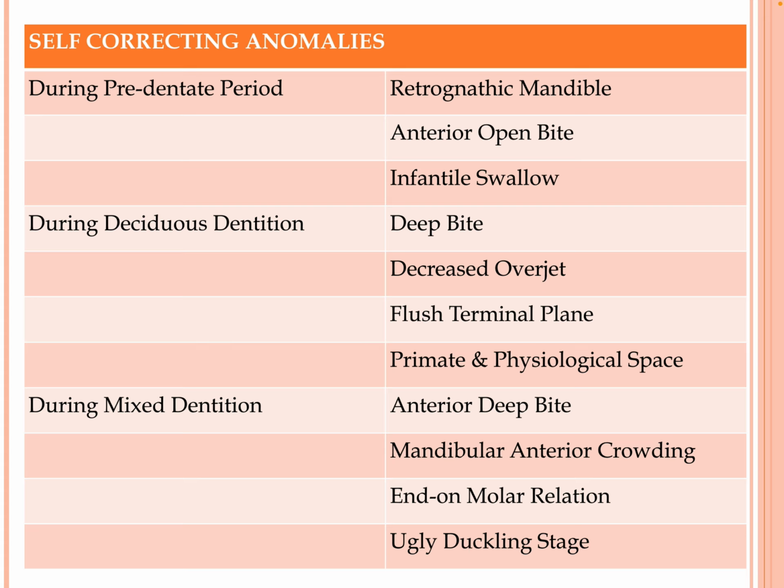Mandibular anterior crowding will be corrected by forward growth of the mandible and also increase in intercanine arch width. Endomolar relation is corrected by the mesial movement of the molars by utilizing the leeway space during the late mesial shift. Ugly duckling stage is corrected by eruption of the permanent canine, closing the space between the lateral and central incisors. So these are the self-correcting anomalies.